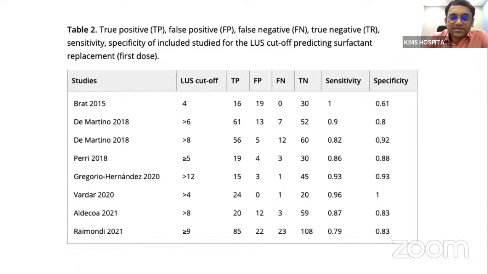Nowadays a meta-analysis has been done by Raimondi in 2023, and multiple meta-analyses have also been done. So mostly nowadays people are taking more than 8 as a cutoff for giving the surfactant, which has a high sensitivity and specificity. Still, the debate is continuing: what is the exact cutoff that you can take in order to provide the optimal surfactant to the babies who require it, at the same time preventing unnecessary doses of surfactant.